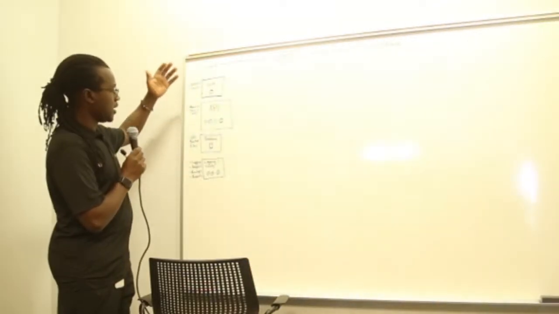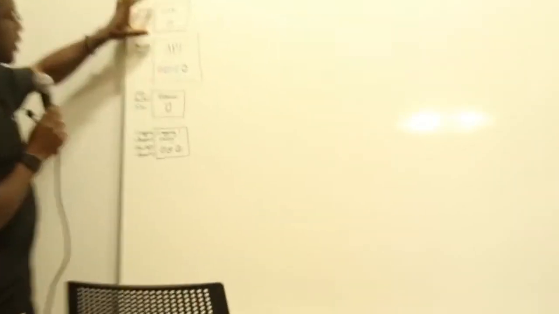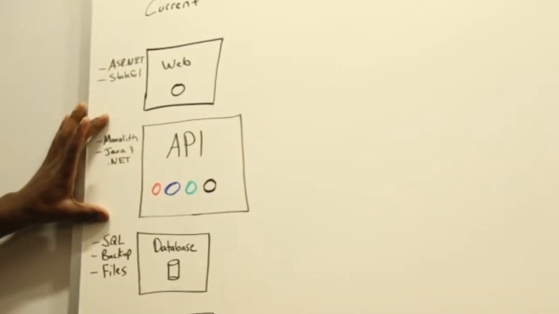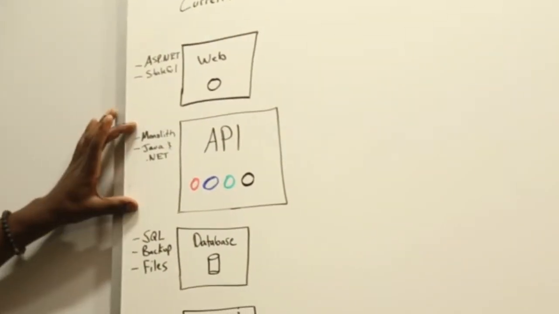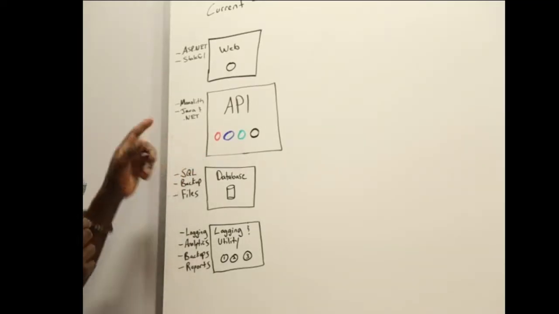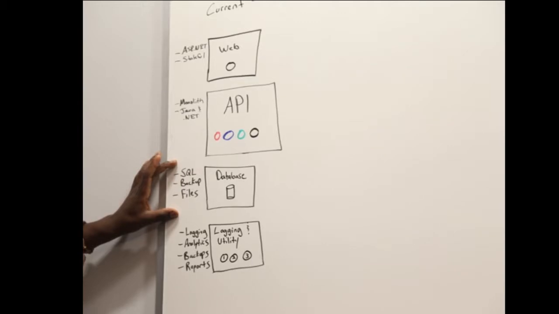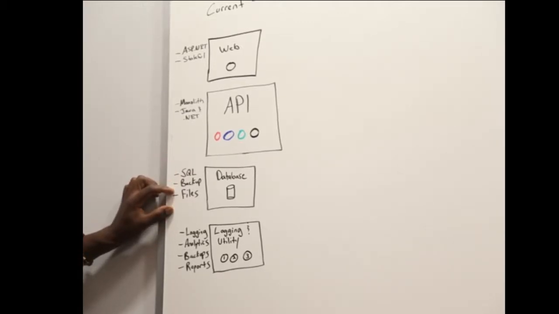Sounds good. So here you can see I have a fairly standard 3 or 4 tier application. We have a web tier that does presentation in the front end. We have an API or business logic tier of the application. This one is your classic monolith, so it's large. It has different components that are Java and .NET, a lot of things that have been built up over the years. Here we have a SQL database. It's also doing backup, and it's also serving as a file server.